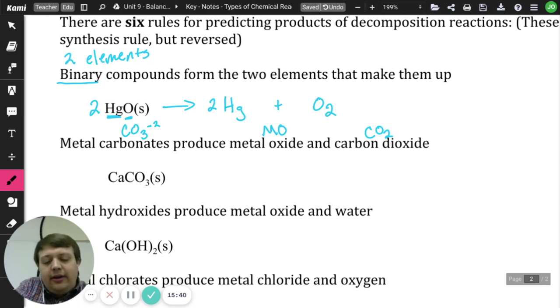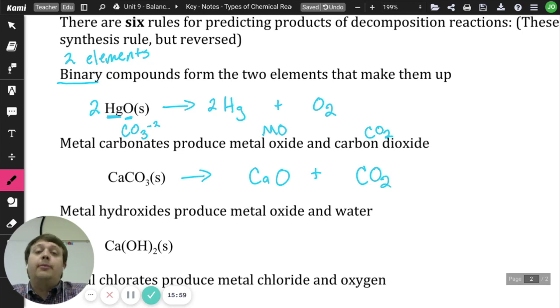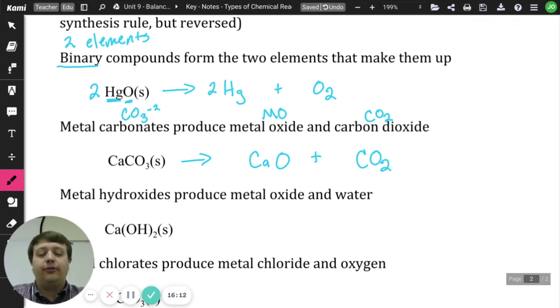And so what I see is this is going to break apart into the metal oxide. So my metal here is calcium oxide, CaO. Calcium has a +2 charge. Oxygen has a -2 charge. So those charges do cancel out. And carbon dioxide. Now I would need to make sure I go back in and balance this equation. I've got 1 calcium on the left, 1 on the right. I've got 1 carbon on the left, 1 on the right. I've got 3 oxygen on the left, and then I've got 3 on the right as well. So that is already balanced for me.